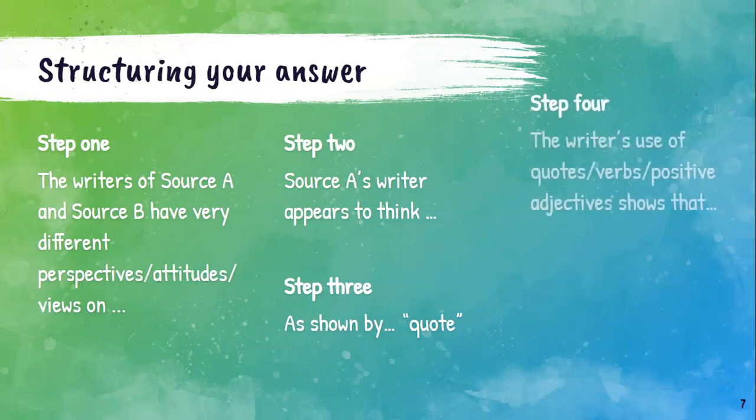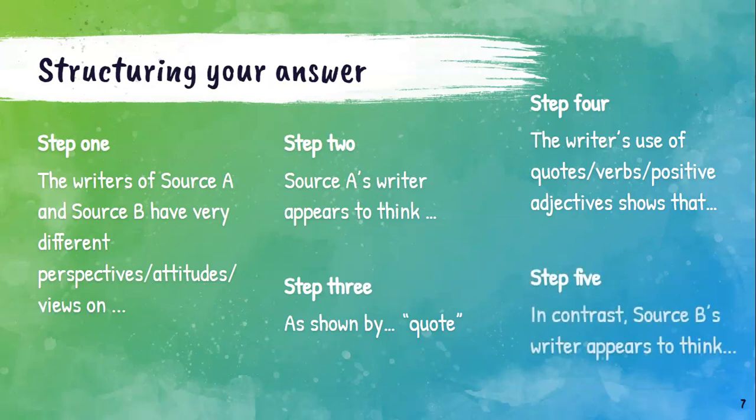Step 4, the writer's use of quotes or verbs or positive adjectives shows that. So you're using the language feature that's been used in the quote. Step 5, in contrast, source B's writer appears to think, and we're starting the process again. So we're going back to step 3. This is shown by this quote. And then the writer's use of quotes, verbs, positive adjectives shows that. So we're comparing the writer's attitude. We're using quotes and language features to back that comparison up. Okay, so that's the process, but I want to show you an example of that in action.